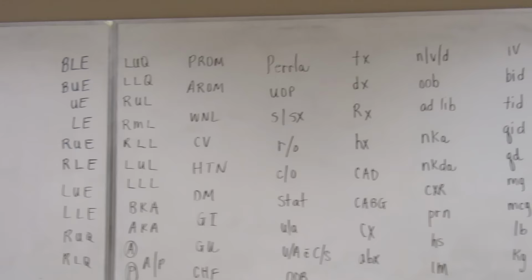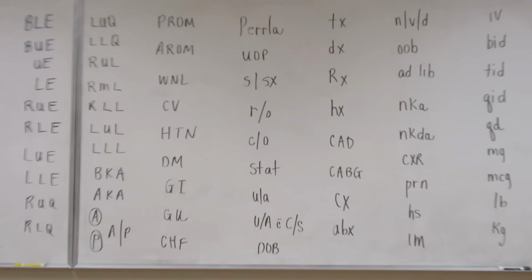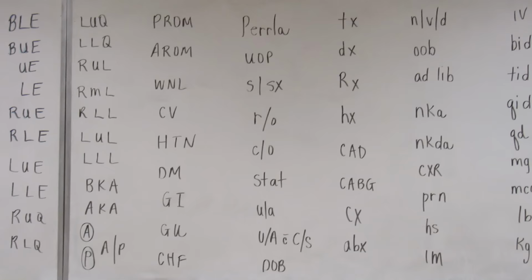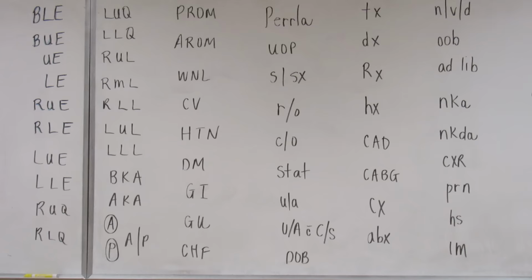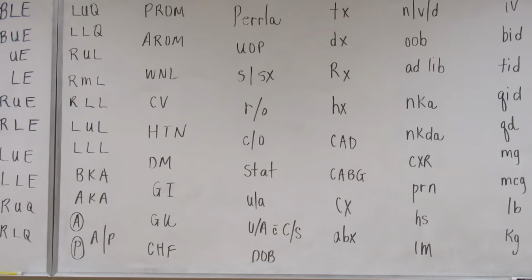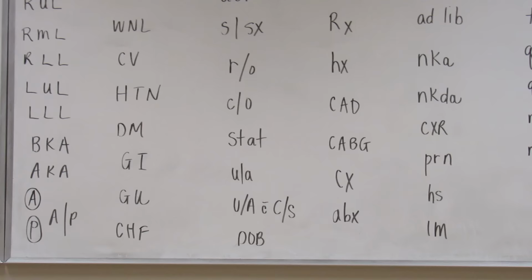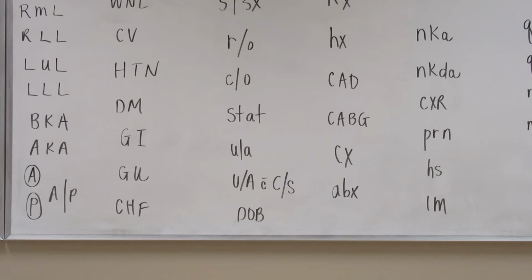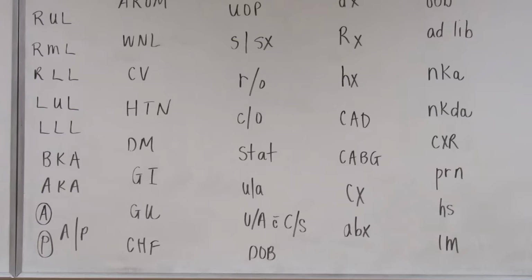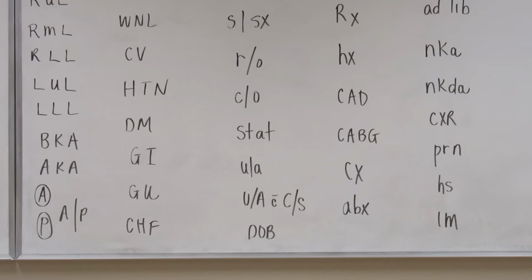Moving on to the fourth column, we have PERLA. PERLA stands for pupils equal, round, and reactive to light and accommodation. We'll be learning more specifically about PERLA in 104 lab. UOP stands for urine output. S/SX is signs and symptoms. R/O is rule out. And C/O is complain of. Moving on down, STAT stands for immediately or right now. UA is urinalysis. UA with C&S stands for urinalysis with culture and sensitivity. DOB is date of birth.